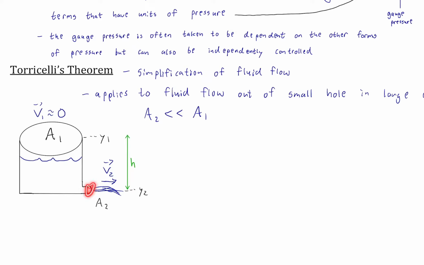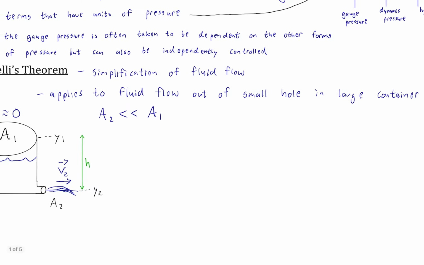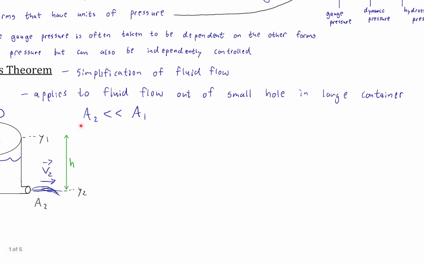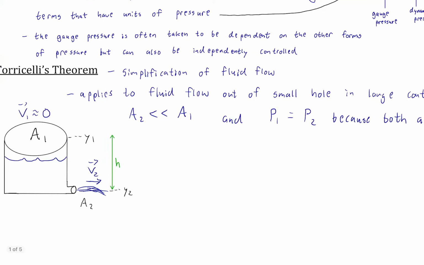It doesn't have to be at the bottom, but it just has to be some depth down below the water level. And so Torricelli's theorem applies to fluid flow out of a small hole in a large container where the area of the container, A1, is much, much greater than the area of the hole. All right? So when that happens, and oh, by the way, also to make Torricelli's theorem work, it has to be open at both ends. So this has to be like an open tank, and the hole has to be open too.